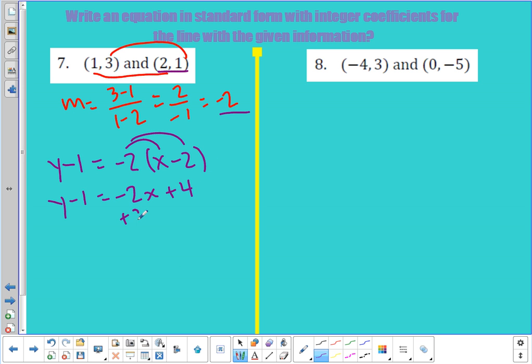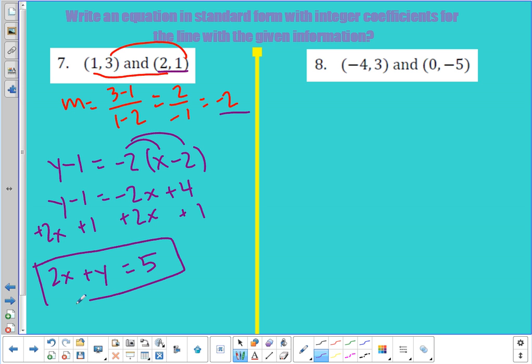I need the x term to move over, and I need the y term to move to the other side. So I have 2x plus y is equal to 4 plus 1, which is 5. Whole number, whole number, whole number, leading coefficient positive. I'm good. That's my standard form equation of a line with those 2 points.